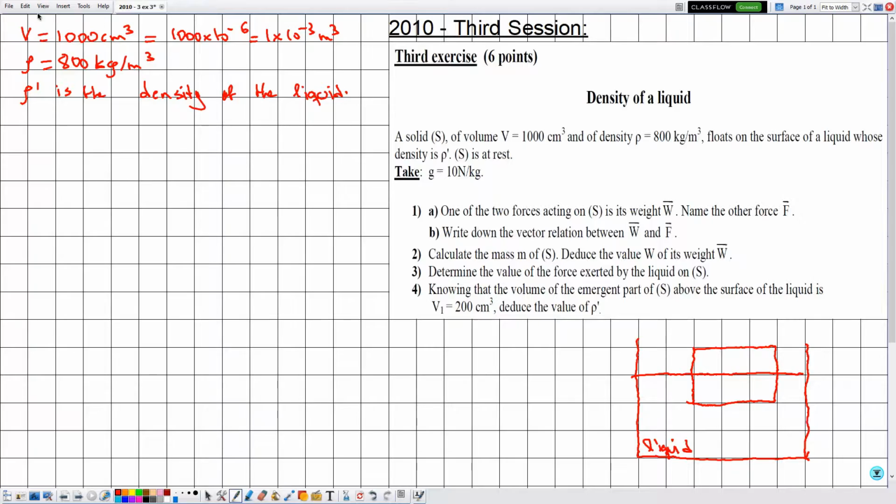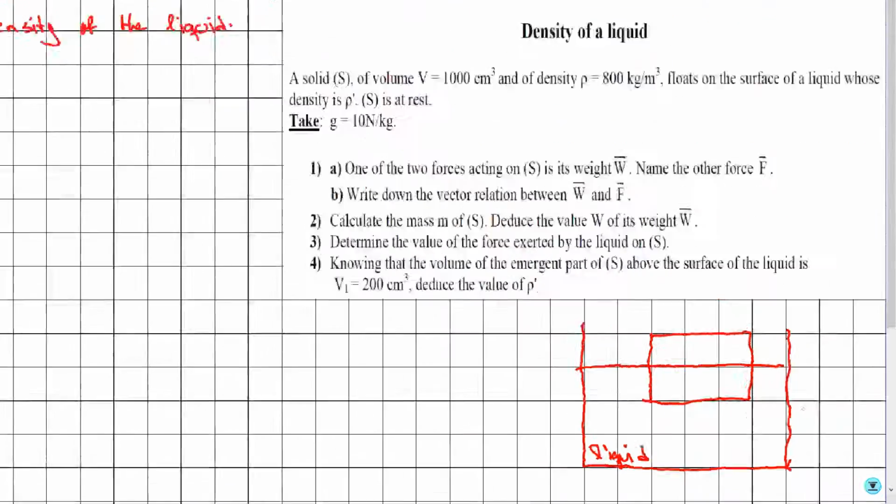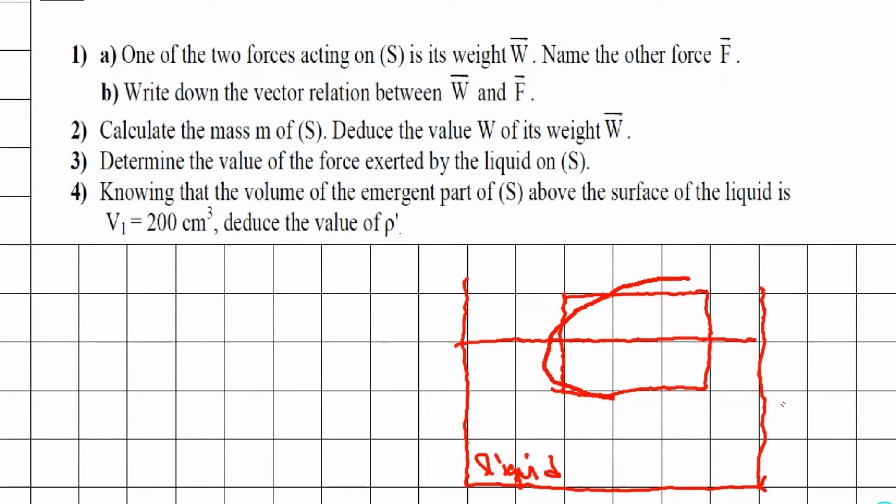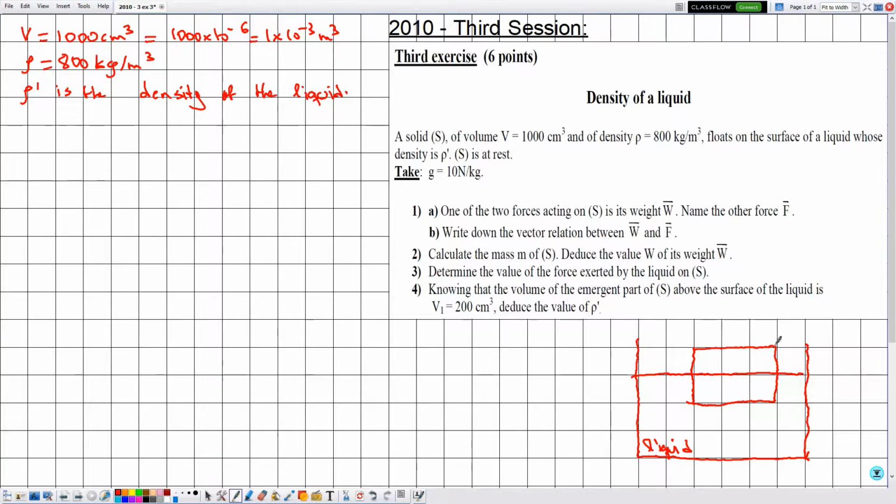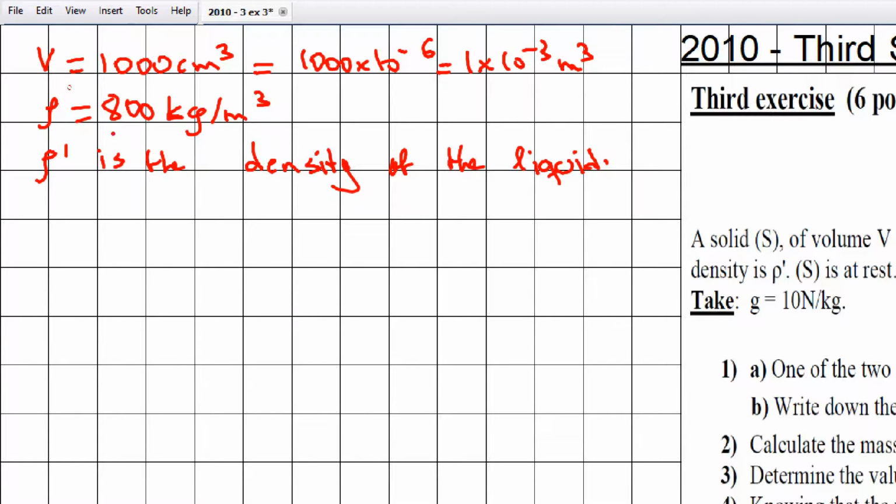So this volume is the total volume of the cube, which is the outer volume of the cube. And it's floating on the surface of the liquid. Because it's floating on the surface of the liquid, we expect that the density of this solid must be smaller than the density of the liquid. So rho prime in this case must be greater than rho, or in other words, the density of the solid is less than the density of the liquid.